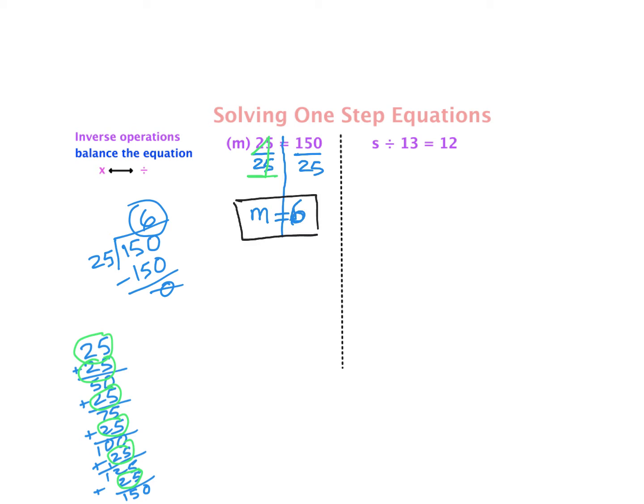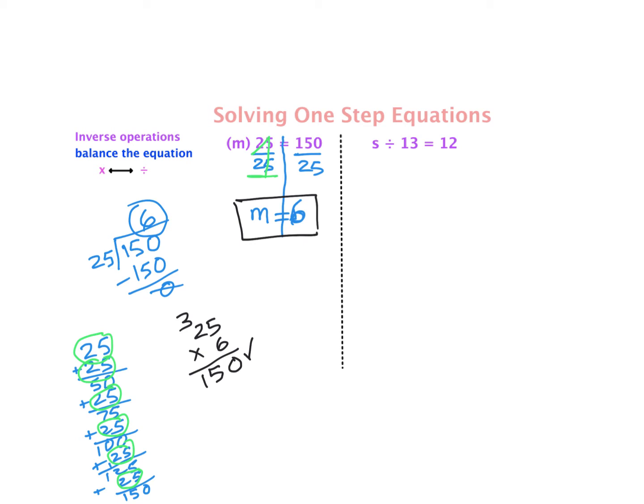And if I went back and multiplied 25 times 6 to check my work, 6 times 5 is 30. 6 times 2 is 12, and 3 is 15. And that shows me that my answer is correct.